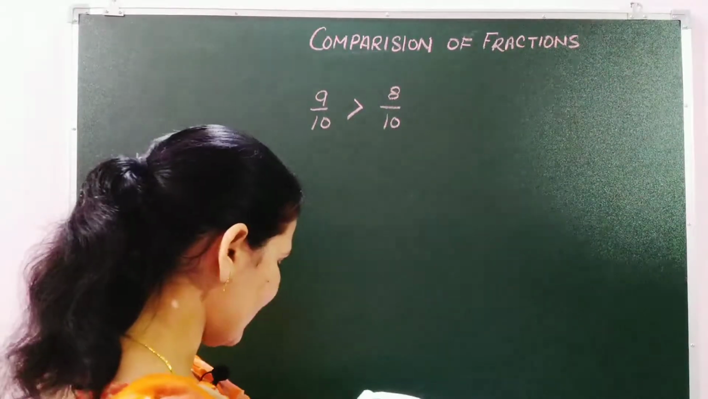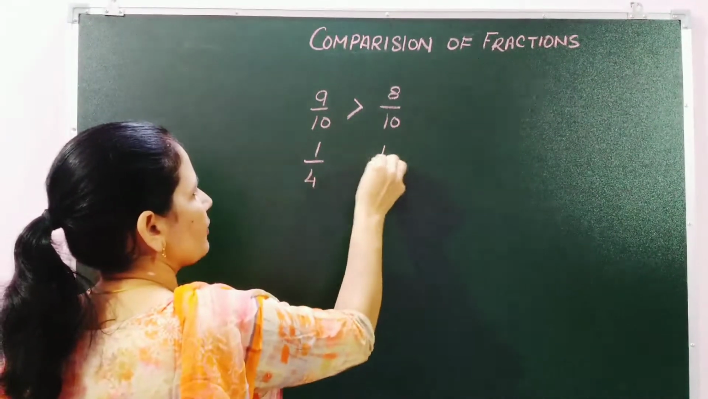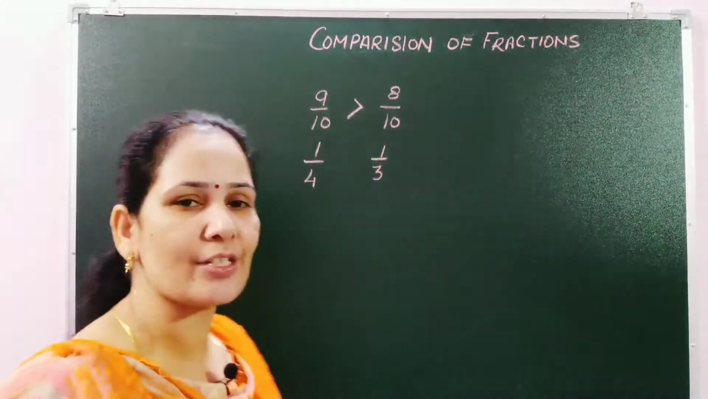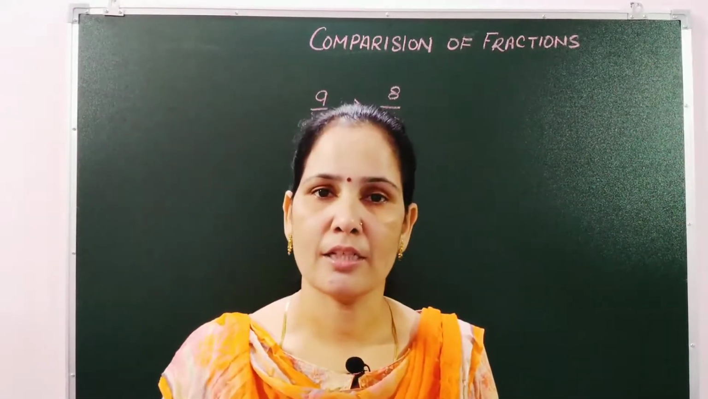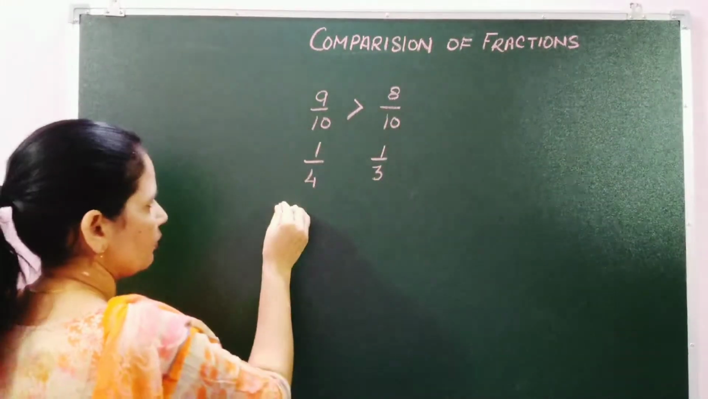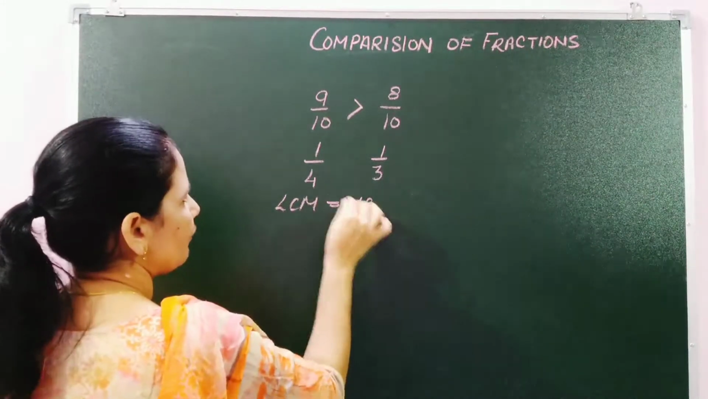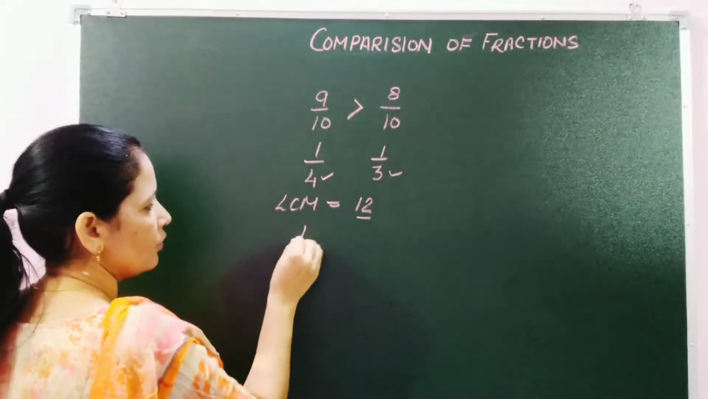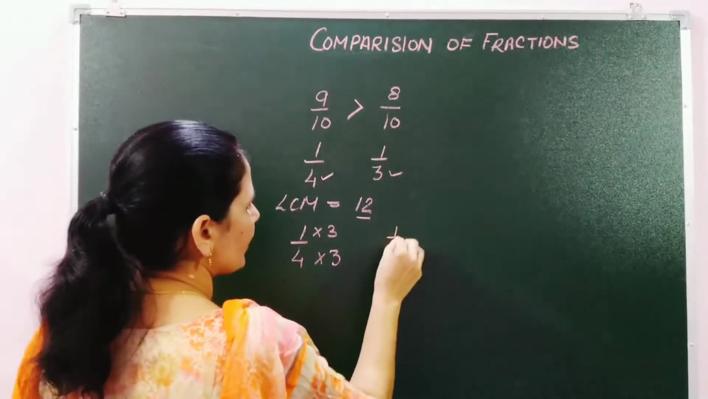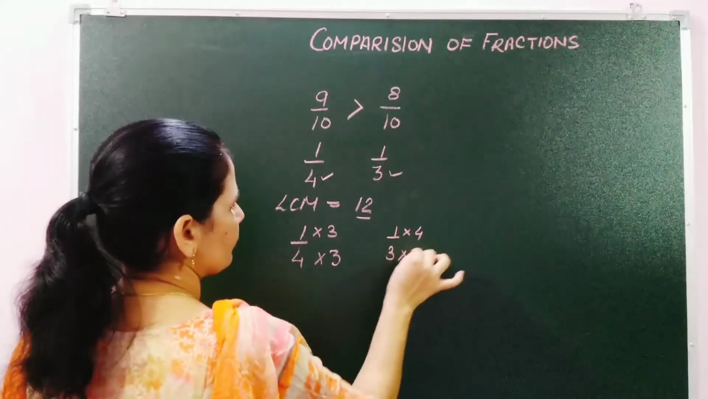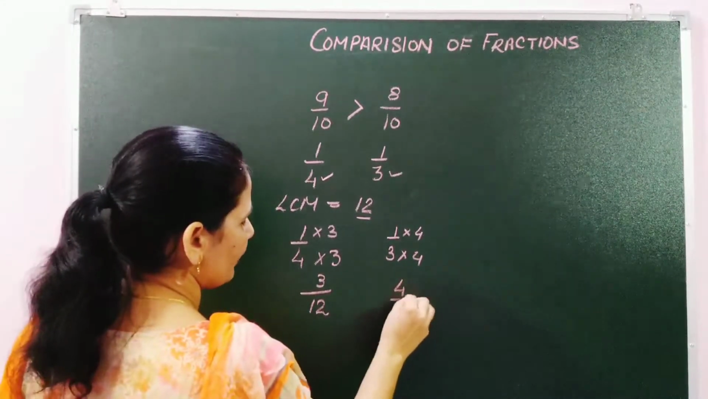Okay students. Now the second step, if the fractions are unlike. For example, 1 by 4 and 1 by 3, and we have to find out which of these two fractions is bigger. First we have to find the LCM of the denominators. If we take the LCM of the denominators, here the LCM is 12. We have to convert both denominators to 12. So 1 by 4 multiply by 3, and 1 by 3 multiply by 4. Here 3 ones are 3, 4 threes are 12. Here 4 ones are 4 and 4 threes are 12.